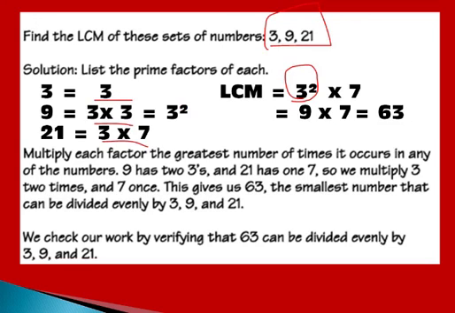Multiply each factor the greatest number of times it occurs in any of the numbers. Secondly, you need to multiply 3 two times and 7 once. So the LCM is 63. It's the smallest number that can be divided evenly by 3, 9 and 21.